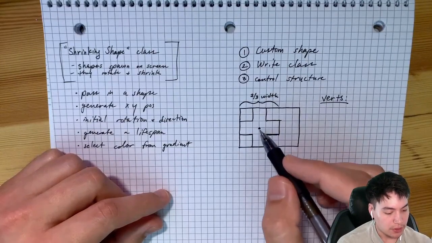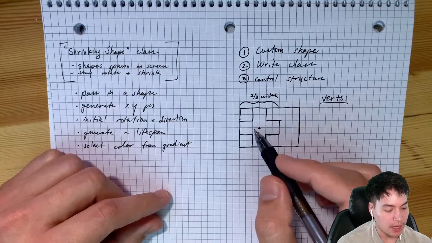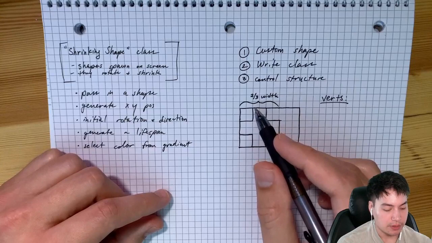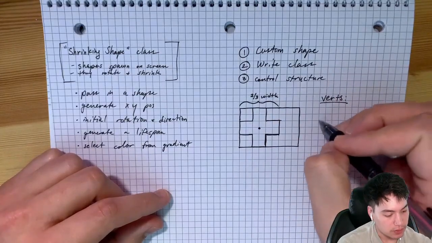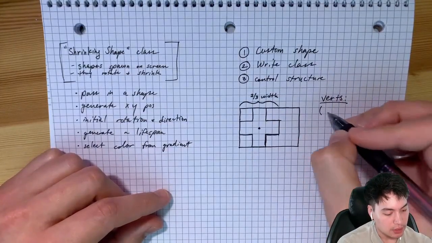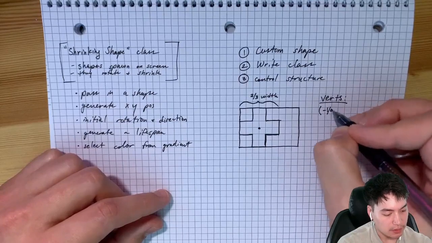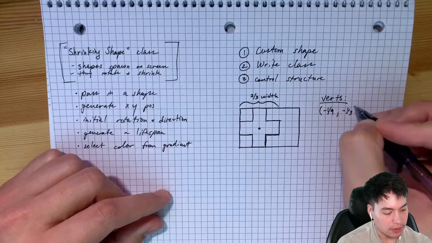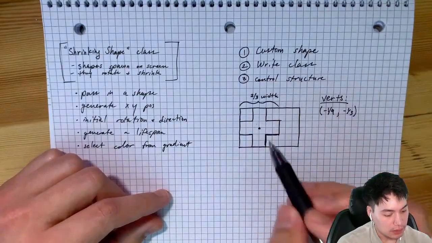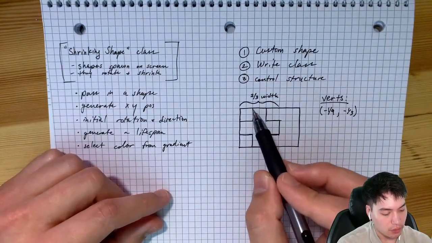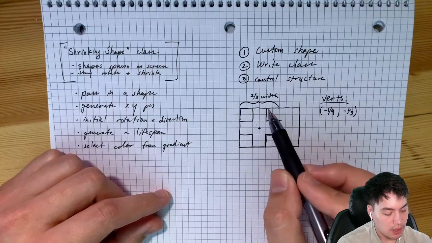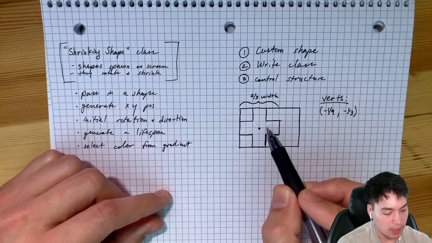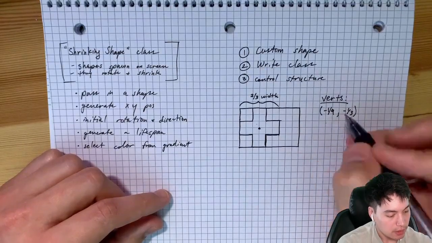So if my origin is here, I will go back 1/9, and I will go up 3/9 or 1/3. So my first vertex is going to be negative 1/9 of the width and negative 1/3, or 3/9, right? So negative 1/9, negative 1/3. This vertex is going to be positive, right? X position positive 1/9 and Y position negative 1/9.